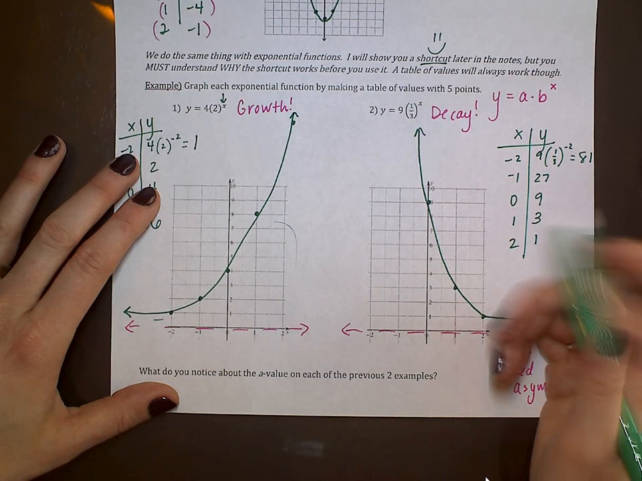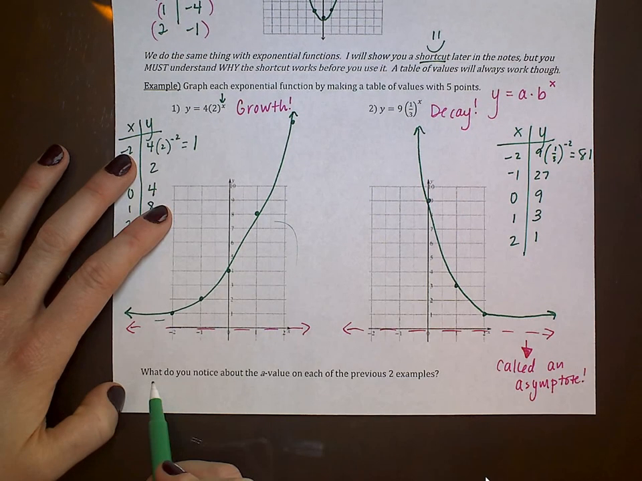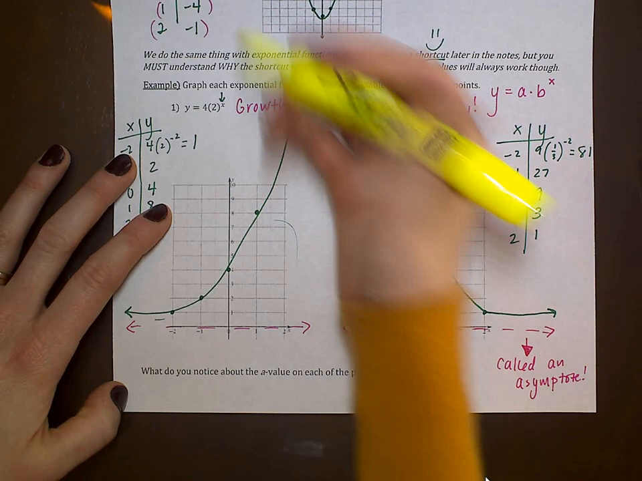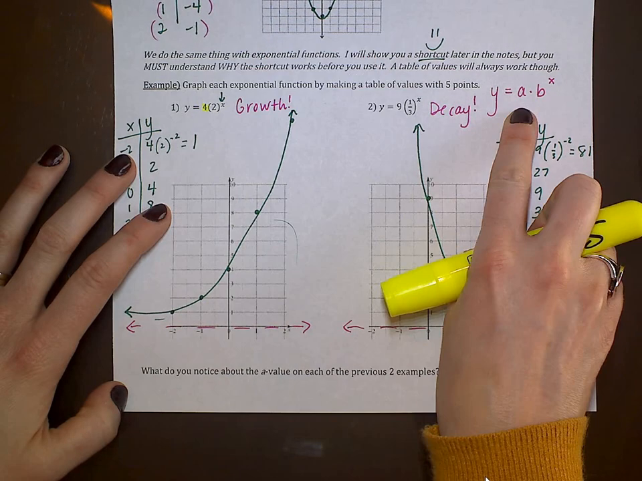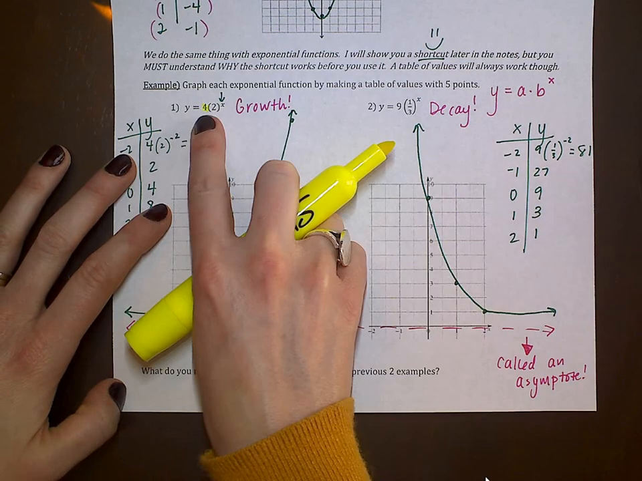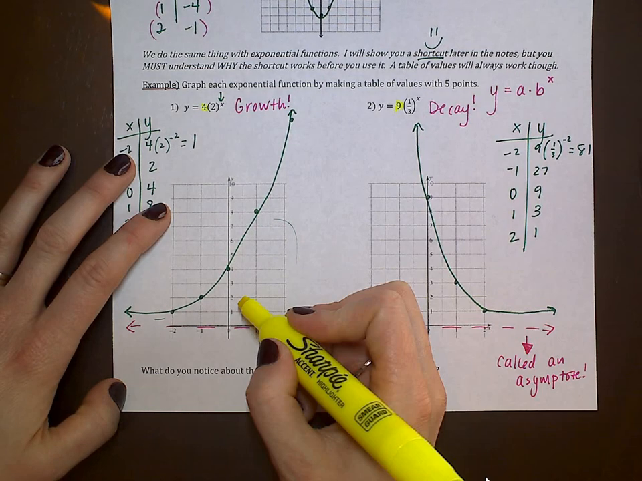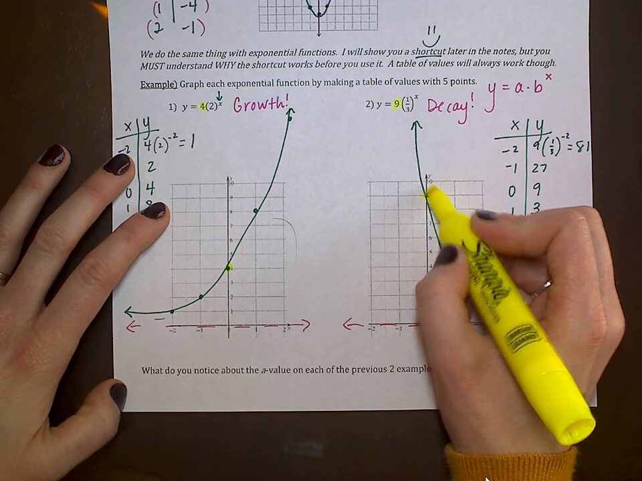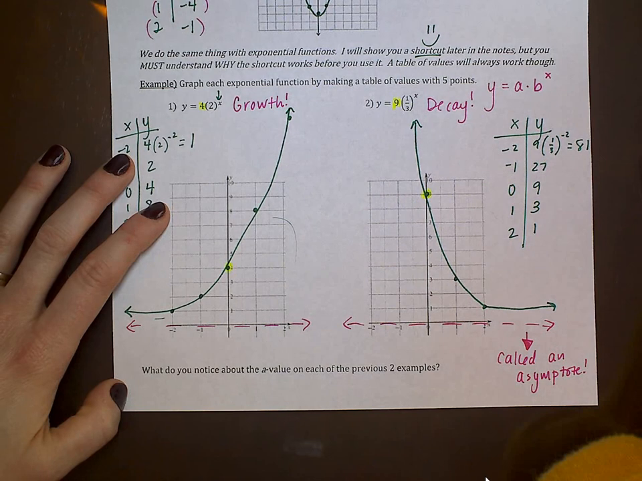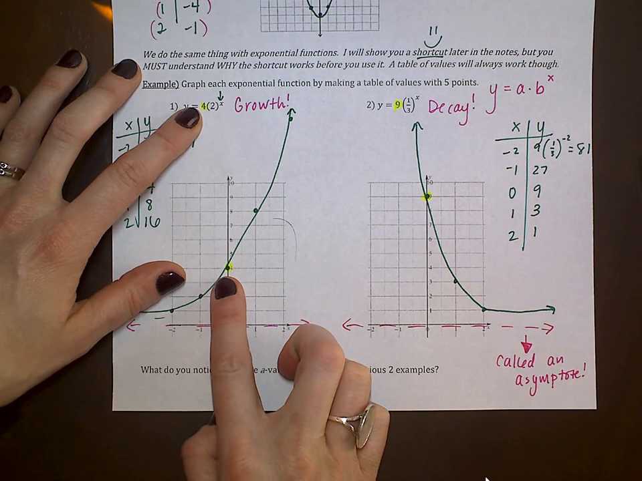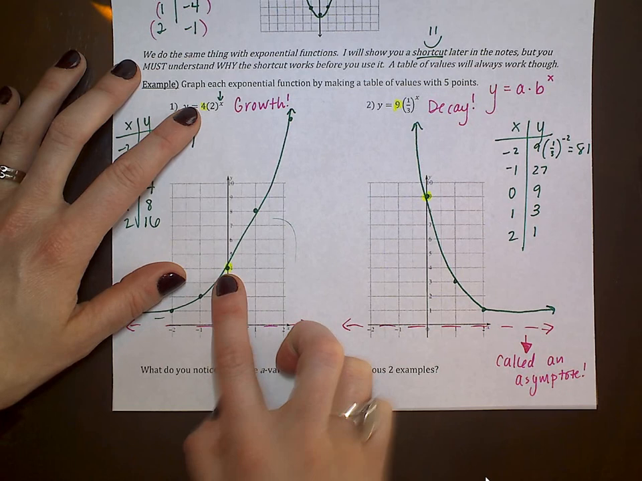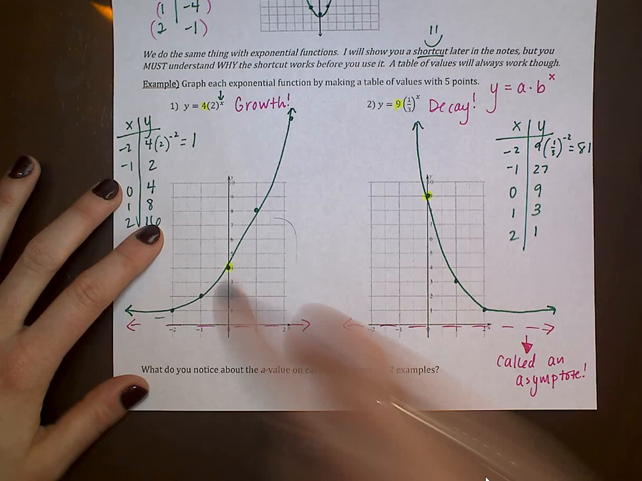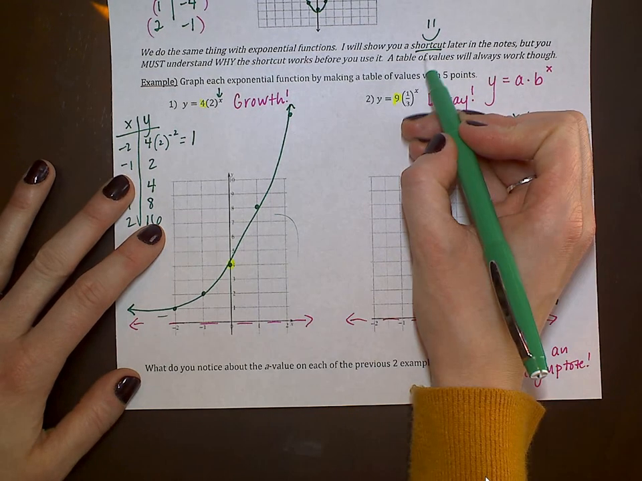All right, let's figure out the shortcut. So the question down here says, what do you notice about the A value on each of the 2 previous examples? Well, check it out. The A value, if I'm thinking AB to the X, that's the first number. So in this case it's 4, in this case it's 9. Look at the graph. So let's look at the y-axis. Look where 4 is. Look where 9 is. Maybe you notice that the A value is actually the y-intercept. It's where the curve crosses the y-axis. So here's the y-axis, curve crosses at 9, curve crosses at 4. So that's really important to pick out if you're going to use any type of shortcut.